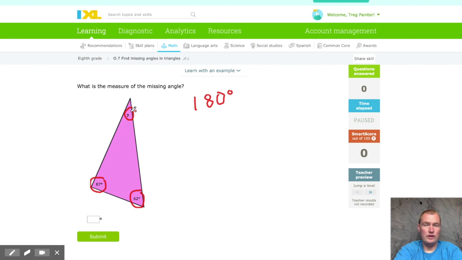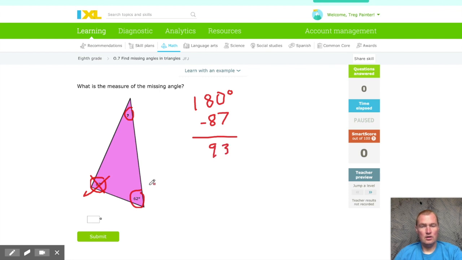So to find the missing angle in a triangle, you need to subtract out the 87 and the 62 from the 180. Whatever's left over from that triangle is your remaining angle. Feel free to use a calculator if you need to. The first part is, let's get rid of the 87. So 180 minus 87 is going to take us to 93.